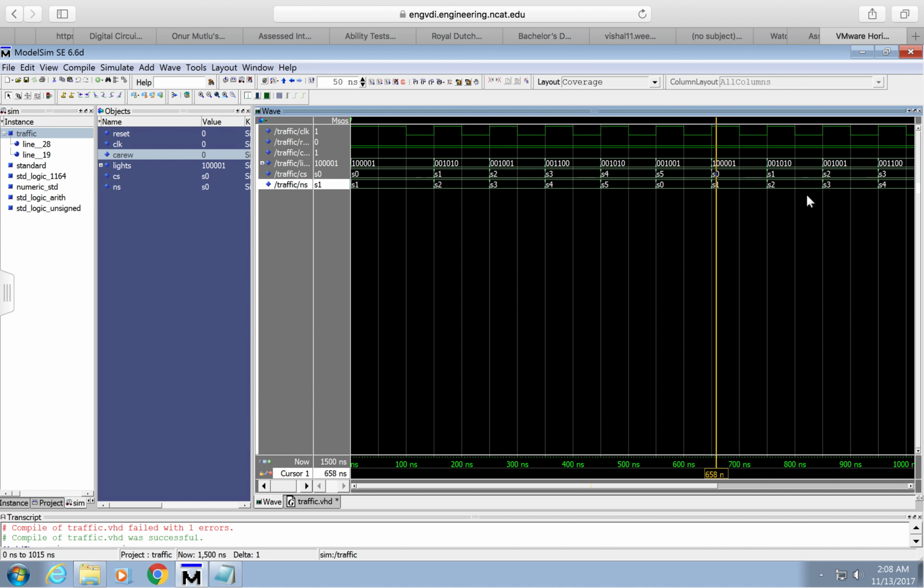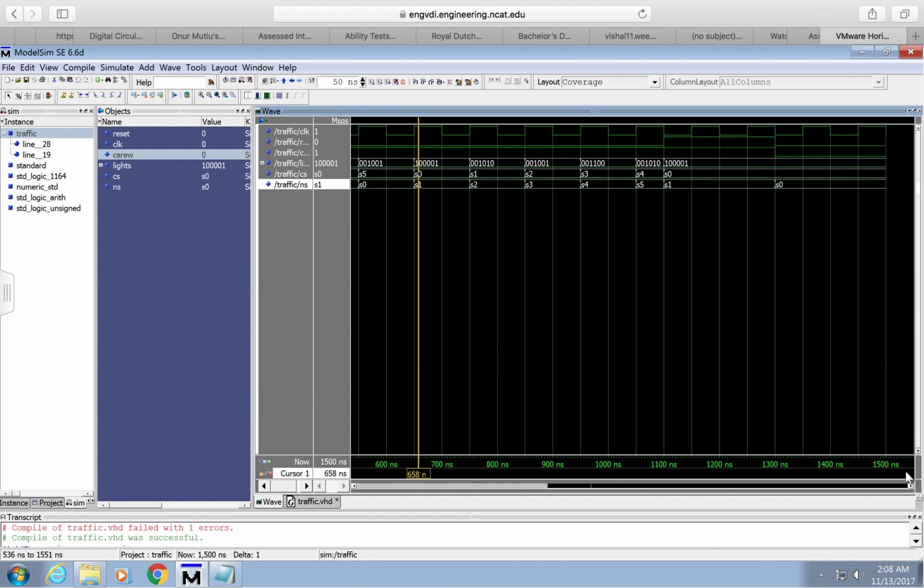Moreover, I also came up with some other if statements within my simulation. For instance, if reset is on, it should go back to itself.